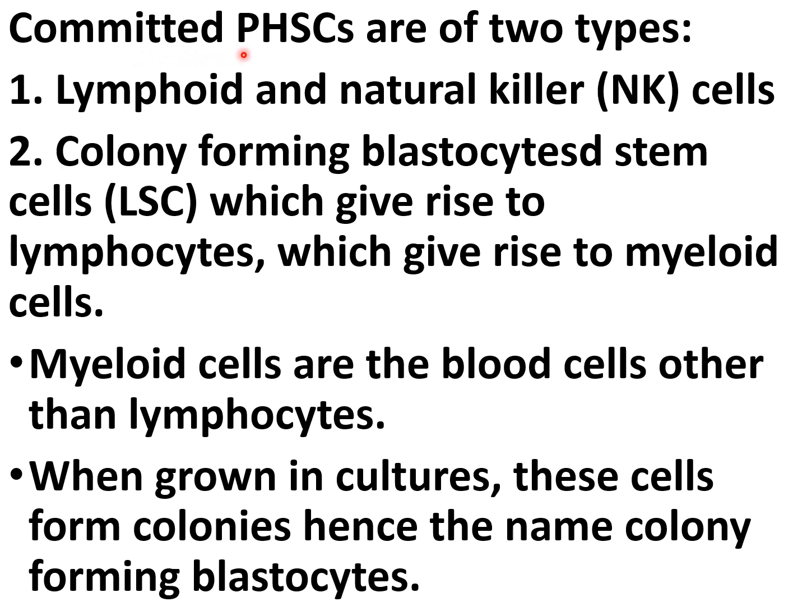Now, committed pluripotent hemopoietic stem cells are of two types. First is the lymphoid and natural killer cell stem cells, which give rise to lymphocytes. Then the colony forming blastocyte stem cells, which give rise to myeloid cells. Myeloid cells are the blood cells other than the lymphocytes. When grown in cultures, these cells form colonies, hence the name colony forming blastocyte.